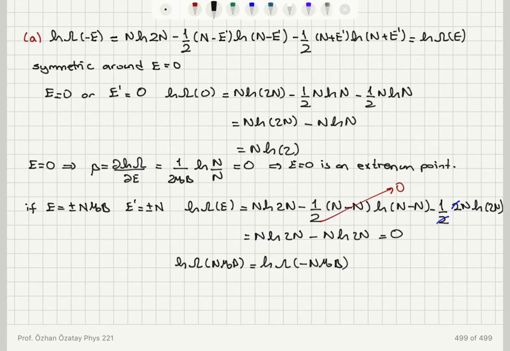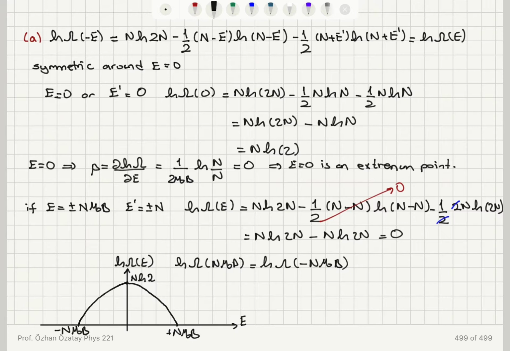Now I'm ready to sketch this. The ln omega function as a function of energy E has an extremum point at E equal to 0 at capital N ln 2, and then it becomes 0 at minus capital N μ0B. So when the energy is minus capital N μ0B, it is 0. And when it is plus capital N μ0B, it has to be symmetric, so it is also 0. So that's pretty much what it will look like.